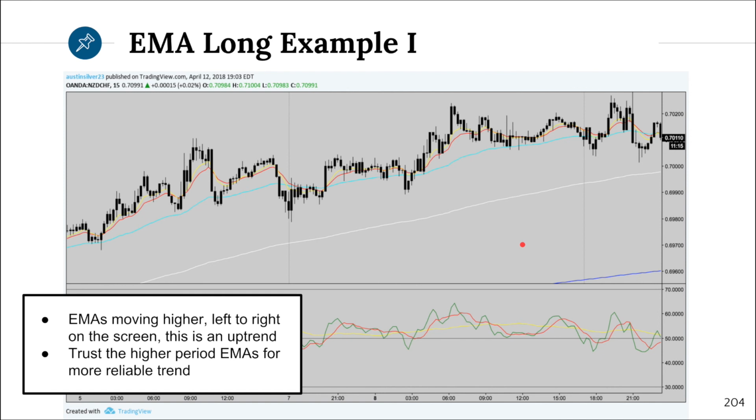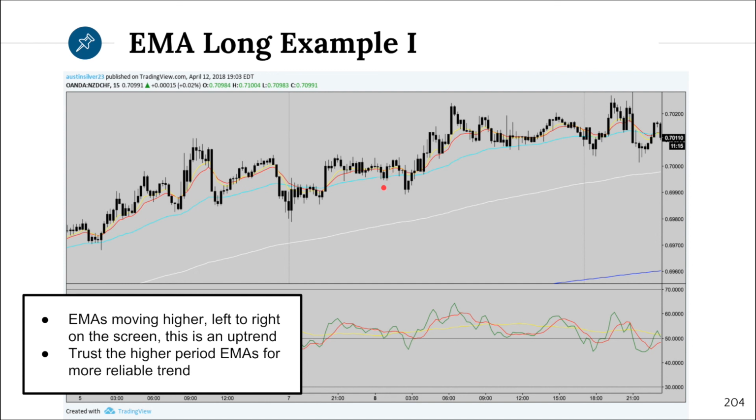EMAs moving higher left to right on the screen. This is clearly an uptrend. Trust the higher period EMAs for more reliable trend. Meaning, look at the blueberry down here, the 800 EMA. You can see candles are above that. We're above the 200. We're above the 50 for most of the day. That would tell me that we are only looking for longs.